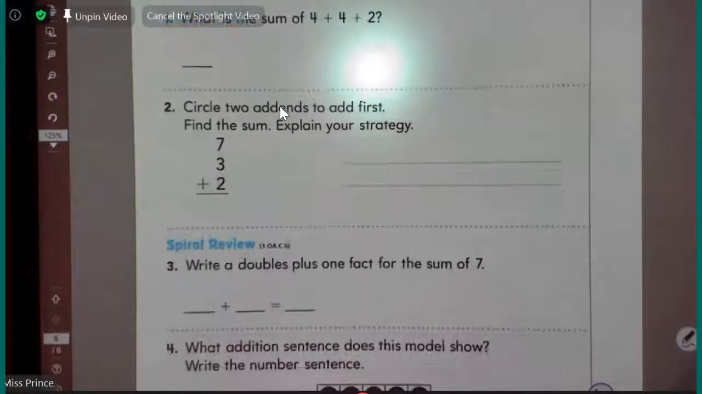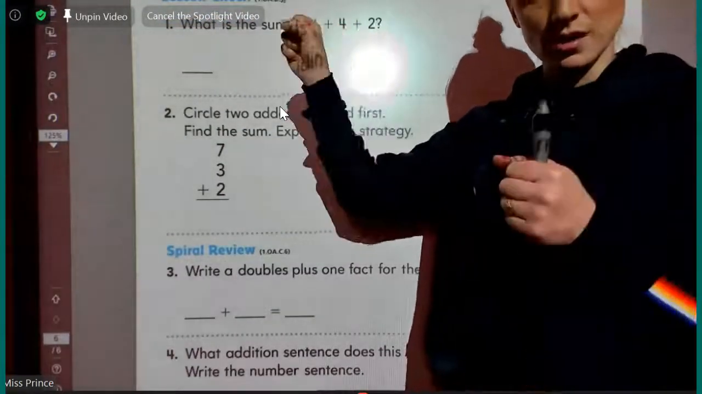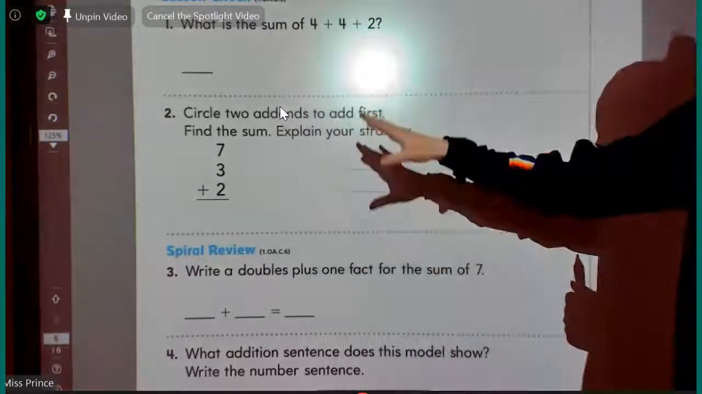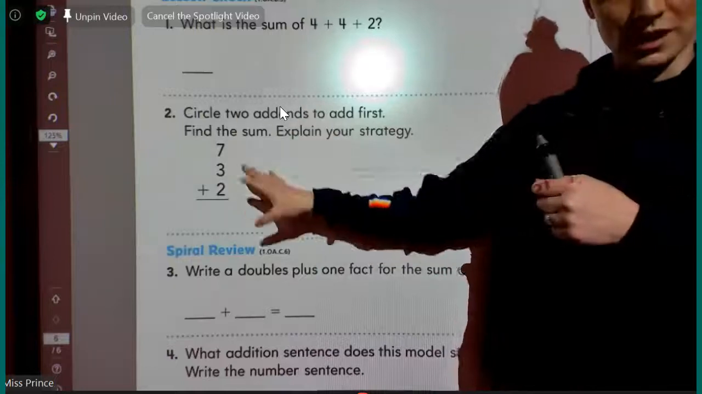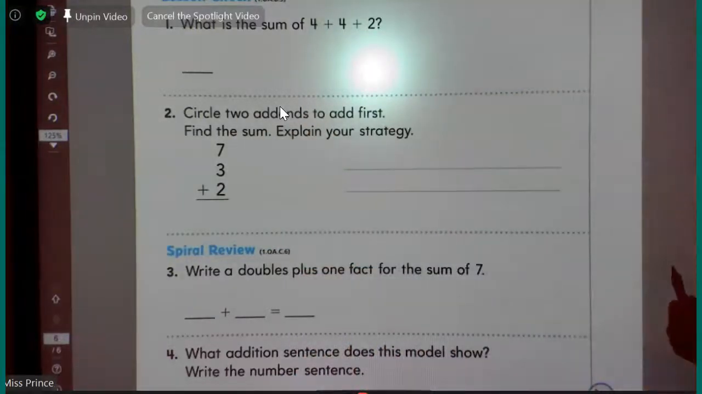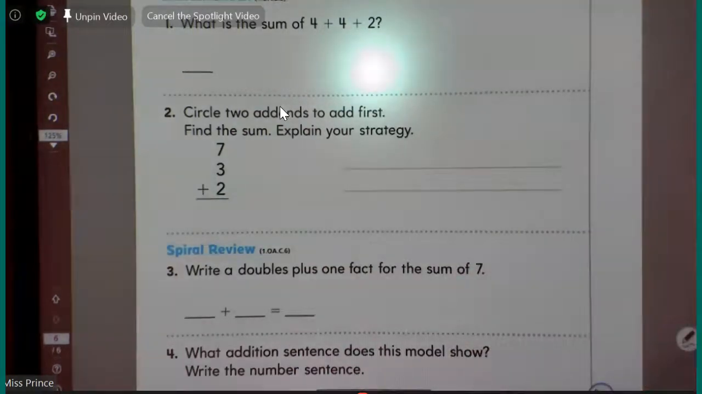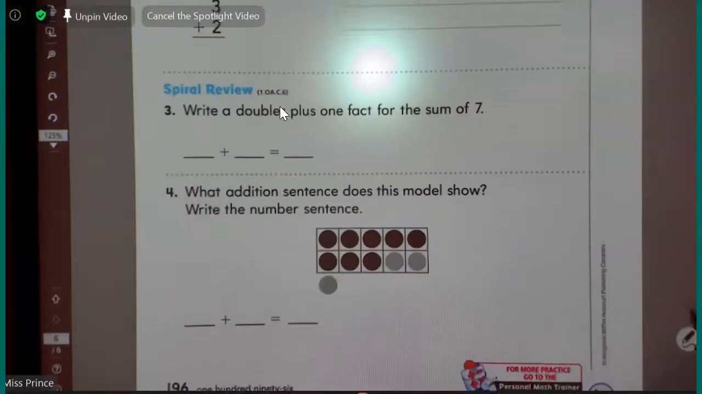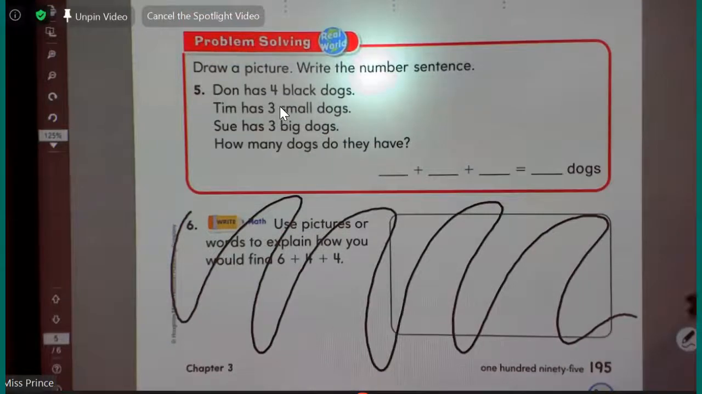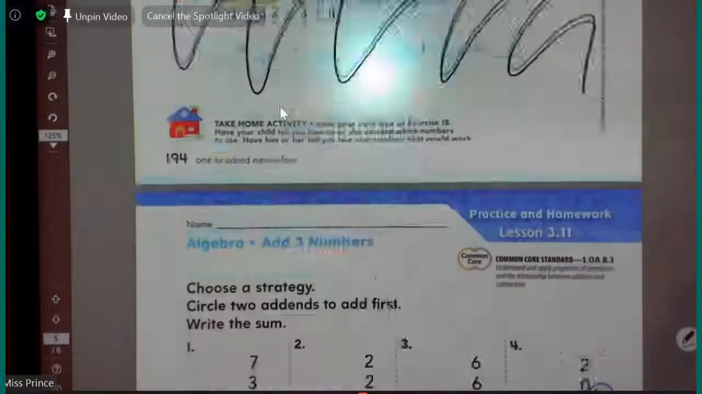Lesson check. What is the sum of 4 plus 4 plus 2? Choose 2 of the numbers, circle them, put them together, and then add the extra number. Easy peasy. Same with this one. And then these ones down here are just review. So we've already done them, and they're going to be super easy to solve. So, on your homework, all you're skipping is number 6. Just cross it out, and you're not going to have to do that one.